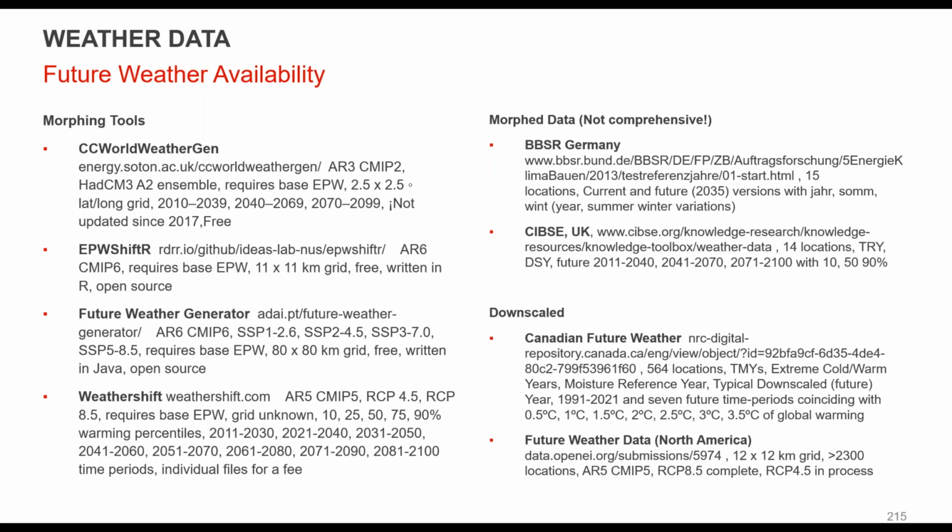I'll start at the bottom. Asia's asked what the difference is between morphed and downscaled. Morphed takes an existing file and changes it to match what the future says it's going to be. Downscale takes the GCM models, which are often on a 1 degree by 1 degree latitude longitude grid, and brings them down to local scale. So there's some interpolation to get between multiple points to yours. I think the downscaled is more accurate, but we're talking about a lot of computation.